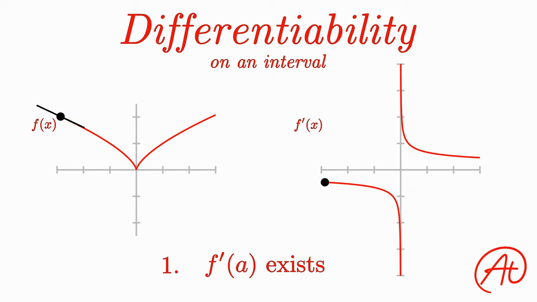Again, to the left of this cusp point, there is some defined negative slope value, and to the right, there is some defined positive slope value. But right at the cusp, the derivative instantaneously jumps from negative to positive, making the entire function non-differentiable.